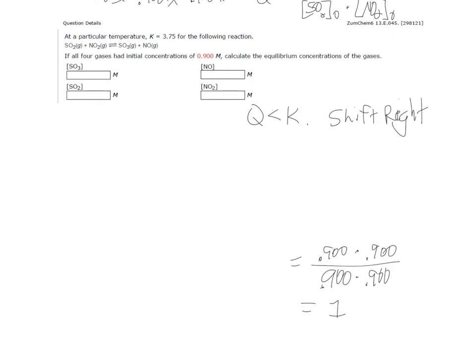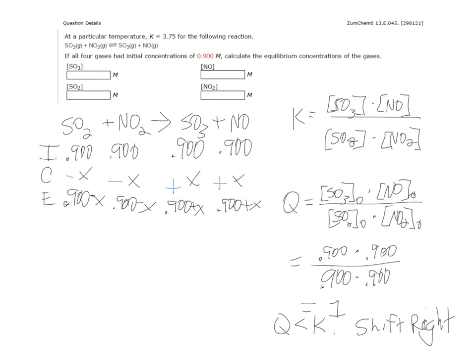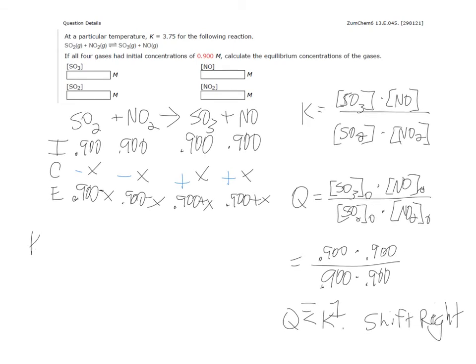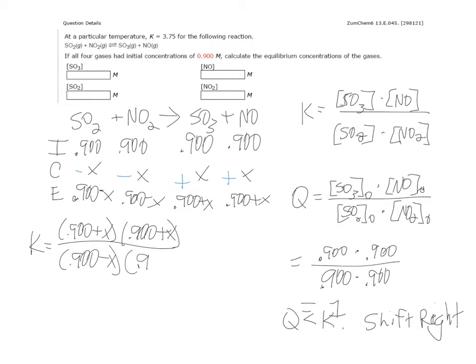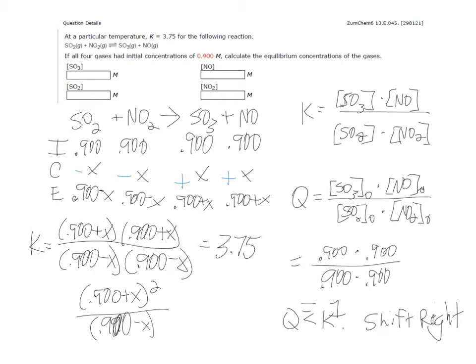well, we'll just write below it here. So (0.9 plus x) times (0.9 plus x) all over (0.9 minus x) times (0.9 minus x) equals the value of K, which they gave us at the beginning of the problem, of 3.75. Now you can probably see a perfect square here, and we'll use that to our advantage to make the equation simpler. (0.9 plus x) times (0.9 plus x) is simply (0.9 plus x) squared. And in the denominator it's (0.9 minus x) squared.